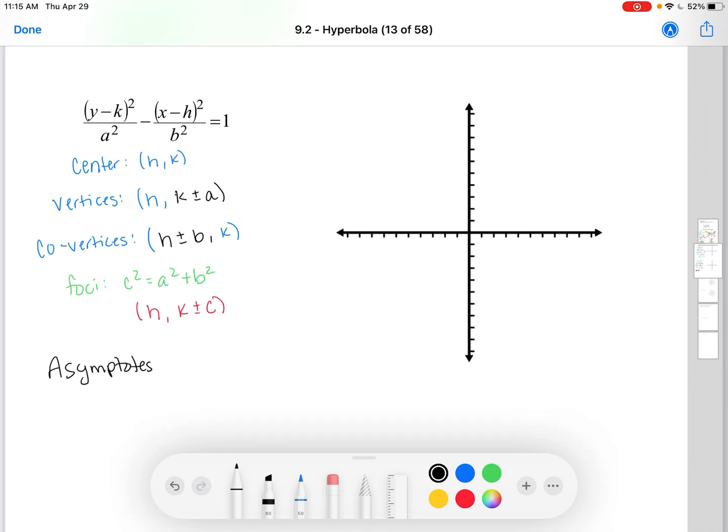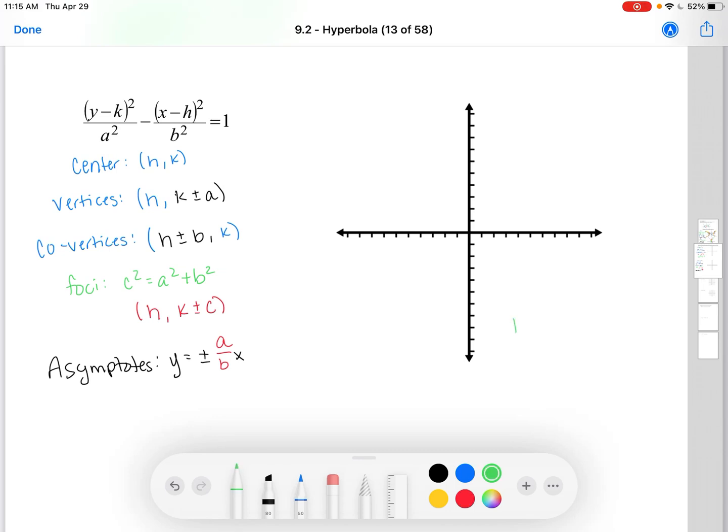And last but not least, I have my asymptote. It's always a function of y equaling a plus or minus version with x. And in this case, my rise over run was flipped, as my a value is now paired with y, and my b value is now paired with x.